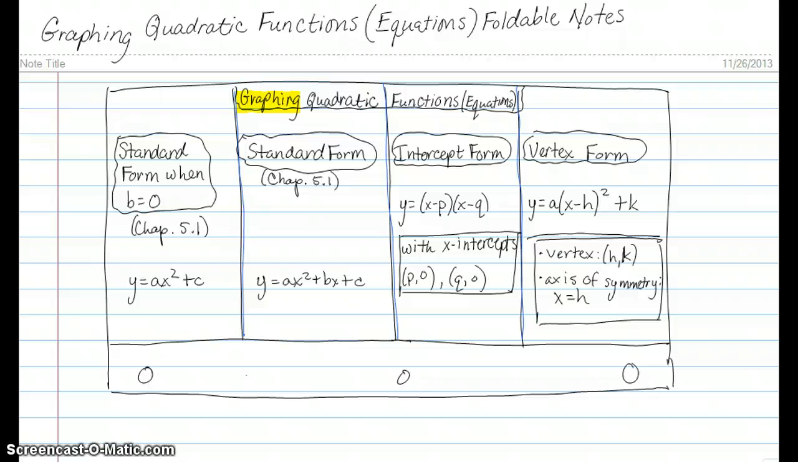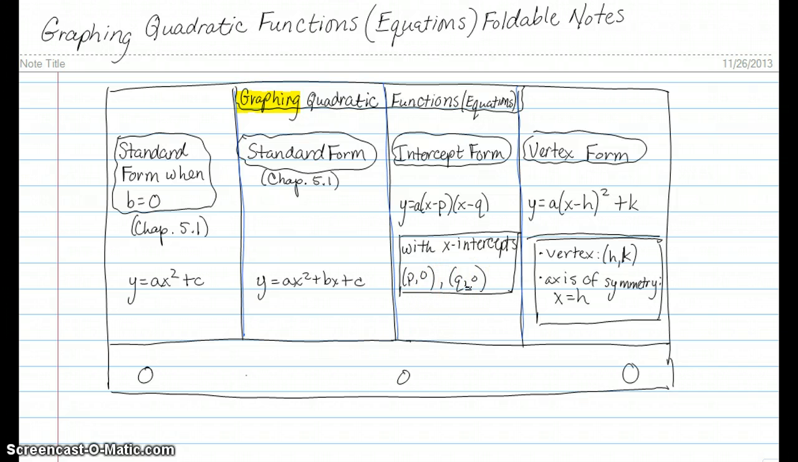And then the newer ones that we're getting into are intercept form, y equals a times, in parentheses, x minus p times x minus q. This is going to have x-intercepts, and the intercepts will be p, comma 0, and q, comma 0, because x-intercepts always have 0 as their y-coordinate because they sit right on the x-axis.